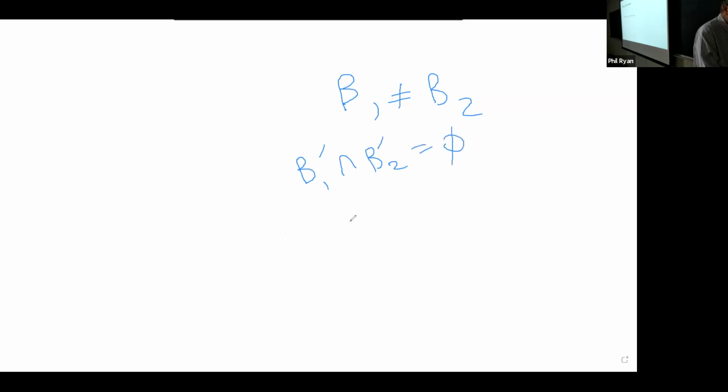Well, what is an element of B1 prime? It looks something like (B1, x1), and an element of B2 prime looks something like (B2, x2). So it's perfectly possible for x1 to equal x2 and B1 and B2 not to be disjoint. But as a Cartesian product, these things are disjoint, because they are different in the first coordinate. So they're different in this product space.